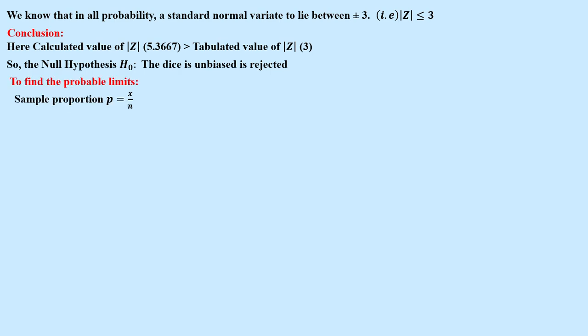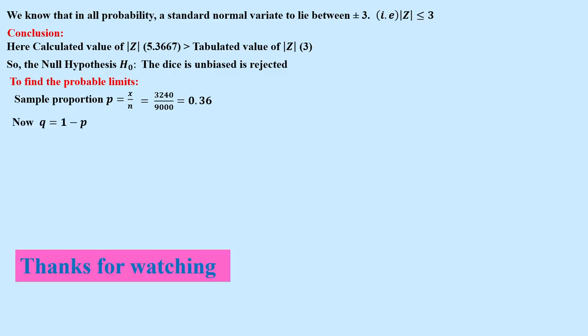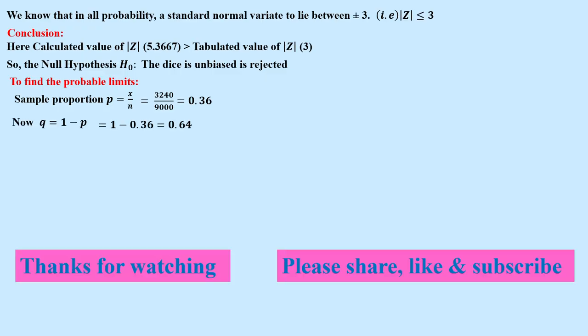To find the probable limit, the sample proportion p is equal to x by n, so 3240 by 9000, because x is the output, you are getting 3 or 4, how many times? So x is 3240 and the number of throws is 9000, right? So you will get 0.36. So q is equal to 1 minus p, that is 1 minus 0.36, equal to 0.64.